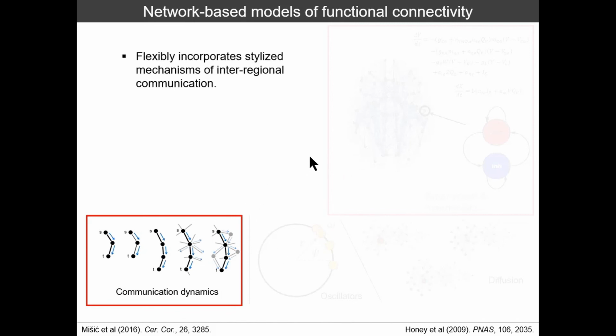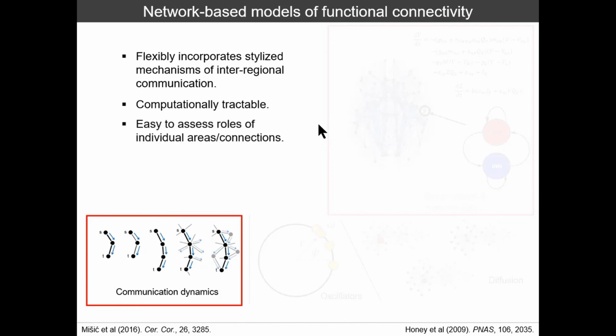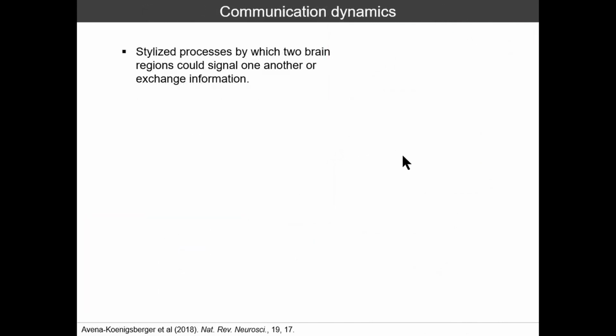In communication dynamics, rather than studying something that's biophysically plausible, we abstract away a lot of detail and study stylized processes of how brains could, in principle, communicate. These approaches end up being computationally tractable, eminently so, and as a consequence, it's very easy to assess the roles of individual areas and individual connections. They also tend to have greater predictive capacity, in the sense that they are much better at predicting the observed functional connectivity using these simple models. I'll give you some examples, but I would encourage you to read the Nature Reviews Neuroscience paper that came out, I guess, last year, that walks through a lot of what I'm presenting now.